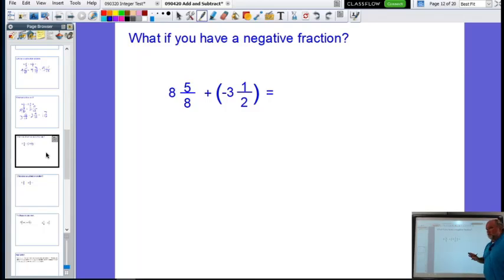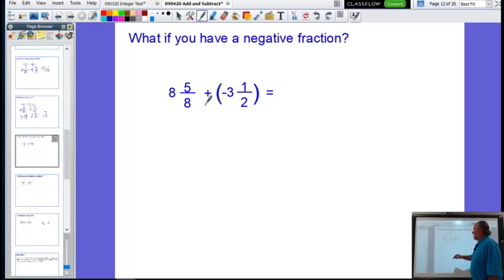Now these aren't integers, but we do still have to apply the integer rules, okay, because we do have positive and negative numbers. So when you look at this particular problem, this number right here, the 8 5/8, is a positive number. This 3 1/2 is a negative number. So with our integer rules, if you remember, if it was addition, we had 2 rules. Signs alike add, signs different subtract.